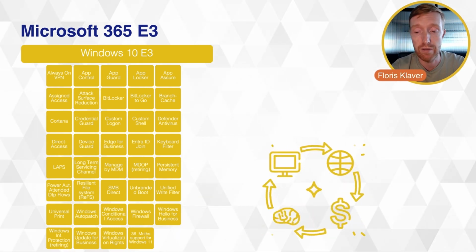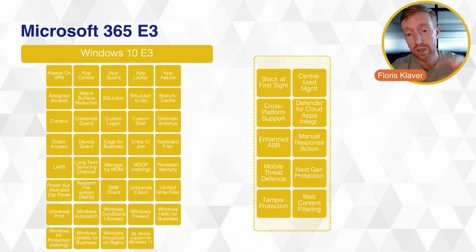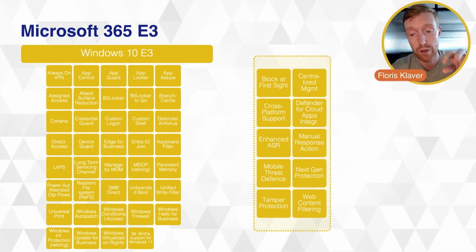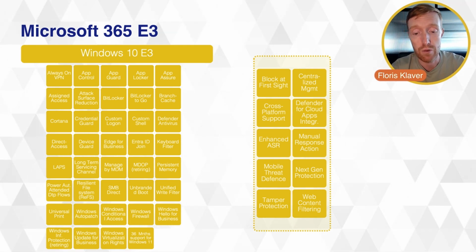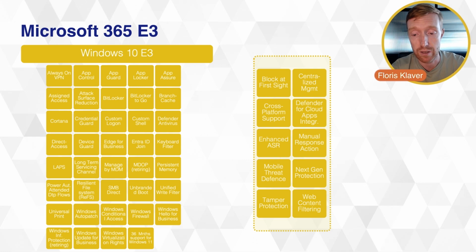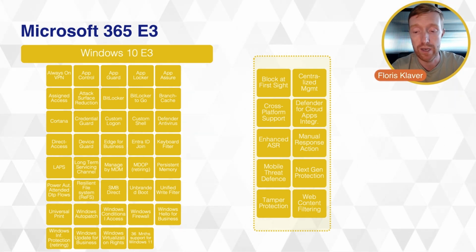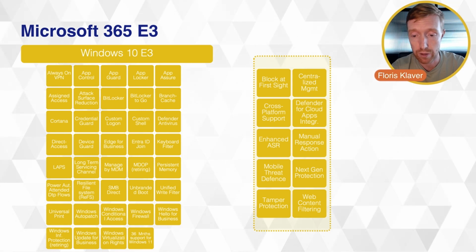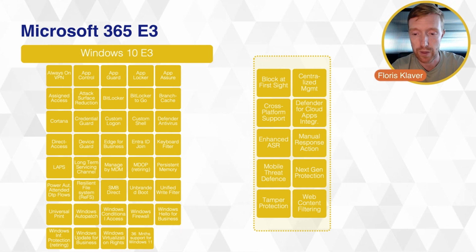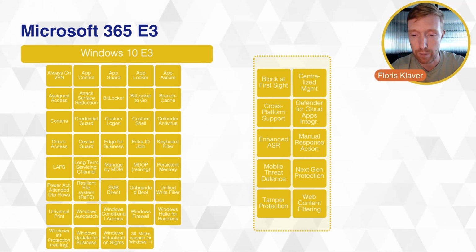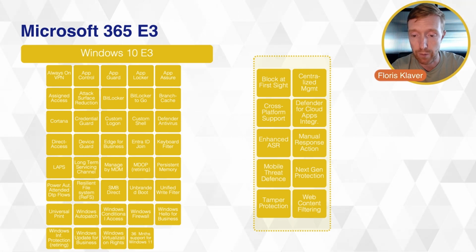Finally, Microsoft has made available some additional security features to make the device you're using Windows on more secure through the use of Defender for Endpoint Plan 1. This is available for all M365 E3 licensed users, but I don't see this being used heavily at the moment. But certain things in here might be of crucial importance to your organization, like Defender for Cloud Apps integration, cross-platform support, mobile threat defense, and web content filtering.